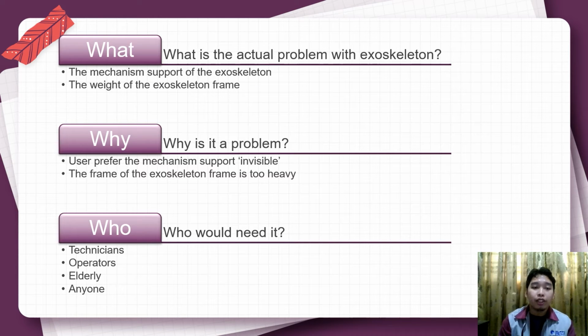Based on our survey, users prefer the mechanism support to be invisible, which means when we use the exoskeleton, there is no stick sticking out from our back. Next, the exoskeleton frame is too heavy, so it affects their movement when using it. The third W is who will need it. Our product is used for technicians, operators, the elderly, and basically anyone having fatigue due to prolonged standing.